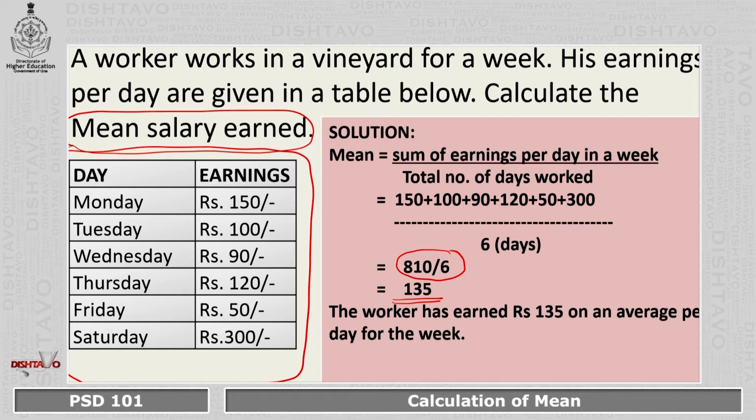So the question for you was, calculate the mean salary earned, and your answer will be the worker has earned rupees 135 on an average per day for the week. Now this is the way you do calculation for ungrouped data.